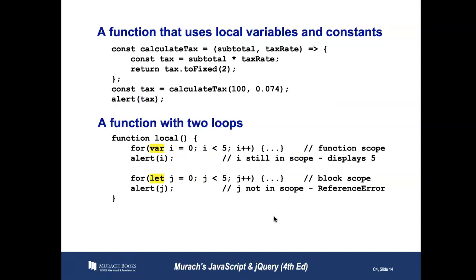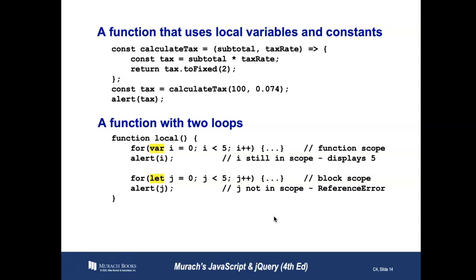Now, this is a function that uses local variables and constants. So what that means is by declaring const tax, it's only used locally. So if we have const calculateTax with subtotal and taxRate, and const tax equals subtotal times taxRate, return tax.toFixed, when we pass the two arguments and alert tax, we'll have a value because we've returned the tax.toFixed. But the fact is the tax does not have global scope here. We're just returning it inside the function.